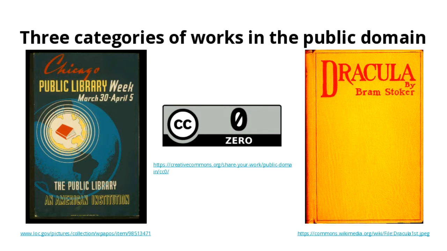The third category of work in the public domain is those that have expired into it. So that's I think what people are most familiar with: works that are no longer protected by copyright because their term has expired.